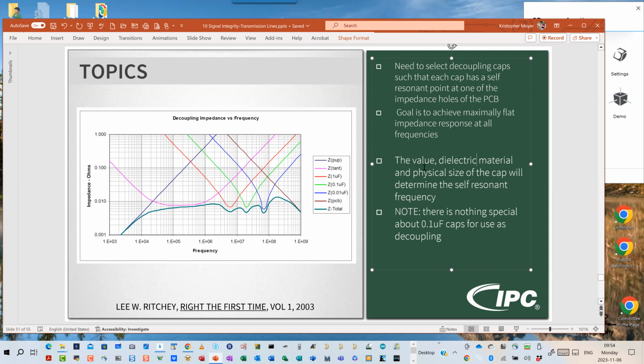A 0.1 microfarad X7R capacitor in an 0805 case has a different self-resonant point than the same 0.1 microfarad X7R material in an 0402 case size, and so on.